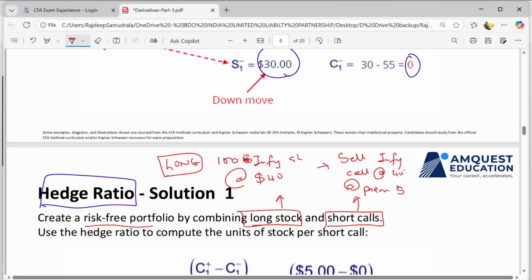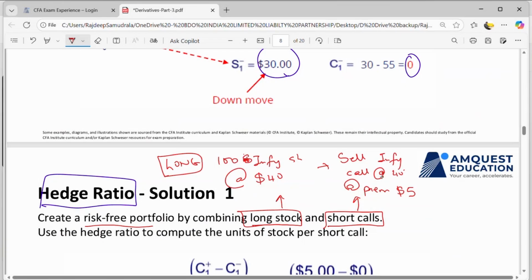How much premium will I earn? Let's say I sold it for a premium of $5. So I earned $5 premium by selling people the Infosys call. Clear? Obviously, if you sell a call, you'll make a premium. Now, isn't this an awesome strategy of a hedge? Why I say that? Soon.